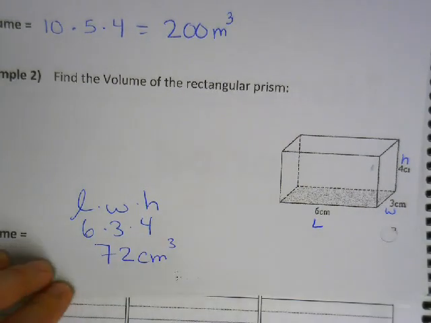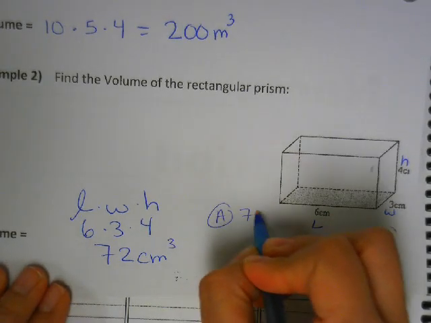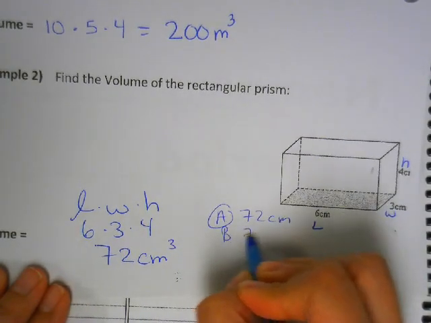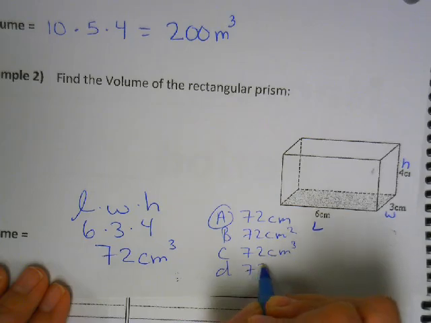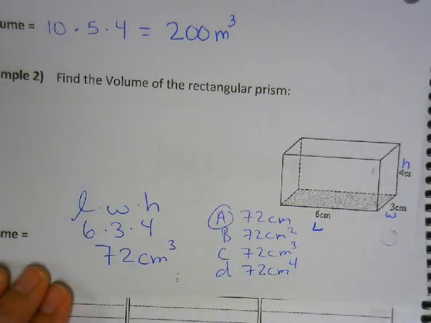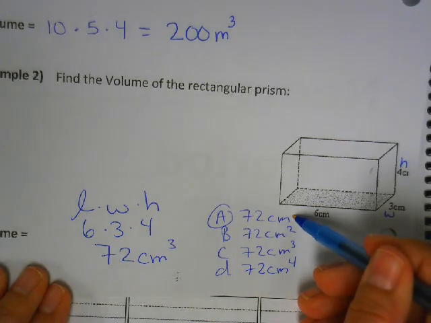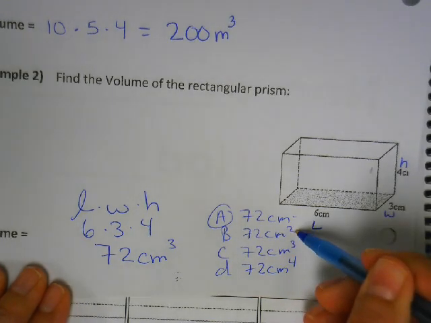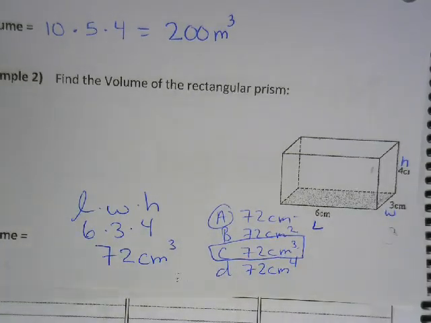What are my units? Centimeters cubed. So you might get on a test, letter A is 72 centimeters, letter B is 72 centimeters squared, letter C is 72 centimeters cubed, and letter D is 72 centimeters forward. It's like, oh, well, obviously the answer is 72. What are they testing you on? The units. If you were doing perimeter, it would be A. If you were doing area, it would be B. And if you're doing volume, which is what we're doing today, it would be C. So they're testing you not on can you multiply the numbers, but on the units.